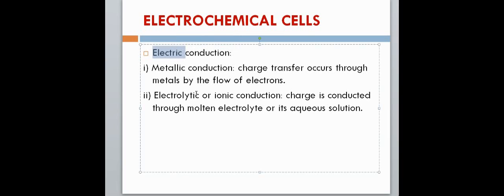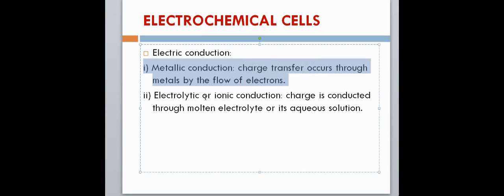Before that, let's take a quick look at the different terminologies. So what is metallic conduction? In metallic conduction, charge transfer occurs through metals by the flow of electrons. For example, copper, aluminium, all these things that you see around which conduct electricity in solid form, are metallic conductors and they undergo metallic conduction.